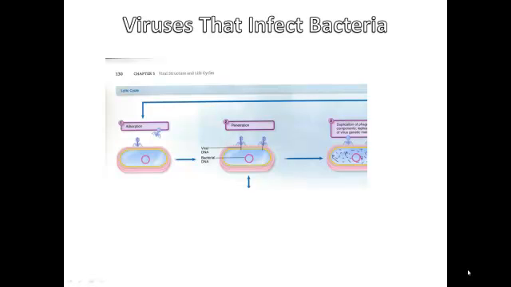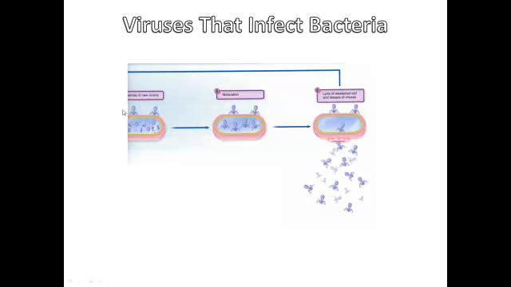Bacteria are also plagued with viruses. We call these viruses bacteriophages, or phages for short. Phages have the same steps in their replication cycle that animal viruses do. Let's go over this figure to review those steps. Absorption, penetration, duplication or synthesis and assembly, maturation, which is also assembly, and then release of the cell.